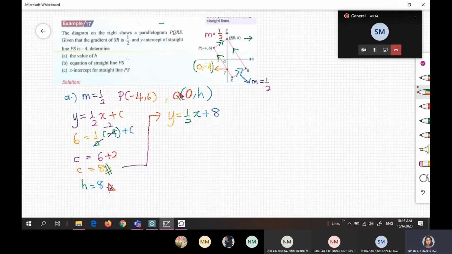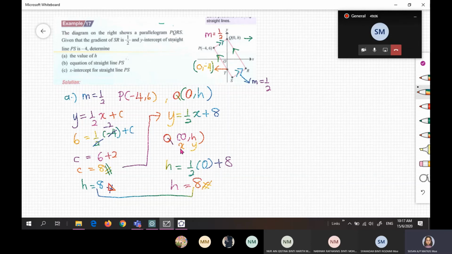Okay, so now you have Q. Q is given by (0, H). Let's substitute x and y. So y is h, 1 over 2 multiplied by 0 plus 8. So h is 8. Does it conclude the conclusion that I made? You already know c is the y-intercept, so you do not really need to do this method, because you already know that the y-intercept is equivalent to 8. That means h is equivalent to 8. So that's for question A.